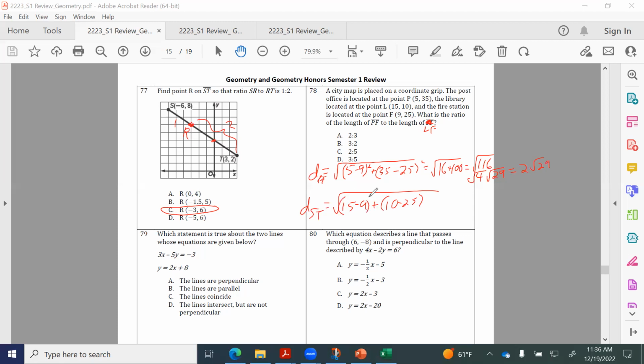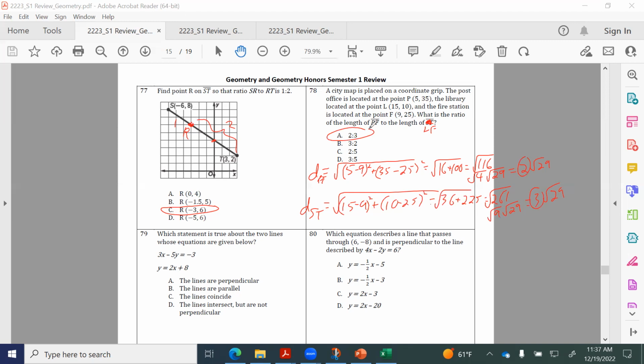Looks fine to me. 15 minus 9 is 6. 6 squared is 36. 10 minus 25 is negative 15. 15 squared is 225. Add those two together: 36 and 225 is 261. Again, we can get a perfect square that goes into this, which would be a 9 this time. So 9 times 29, that's 3 radical 29. So look, we got 2 to 3. That's our ratio, 2 to 3.